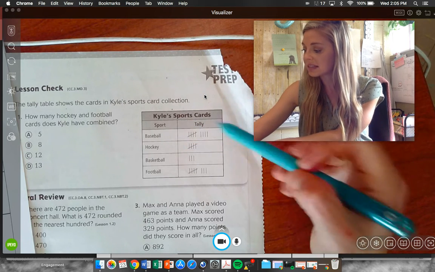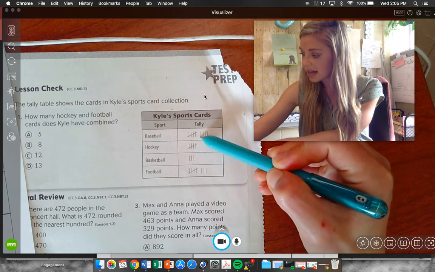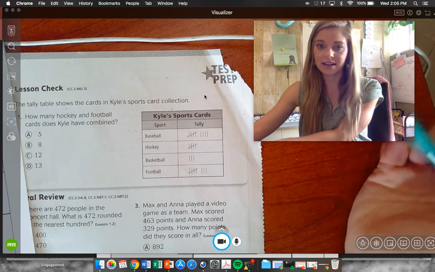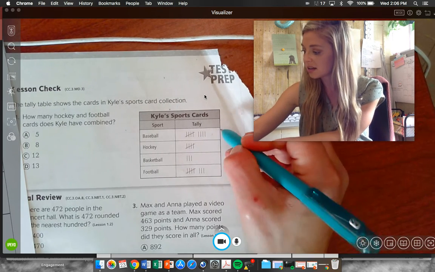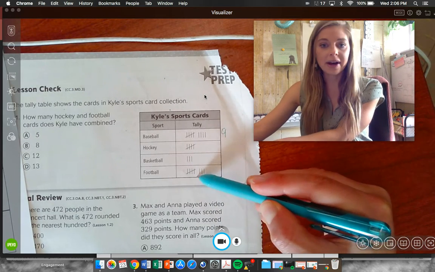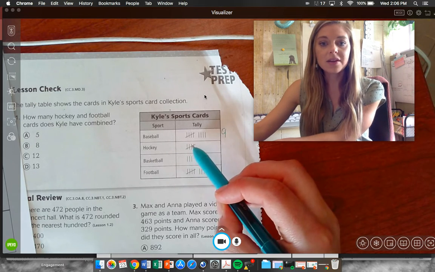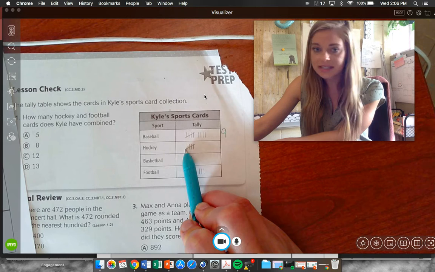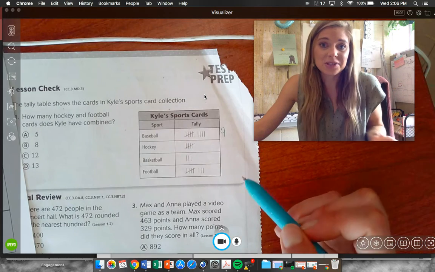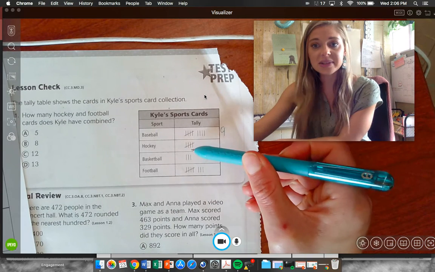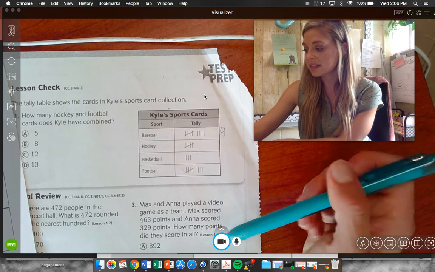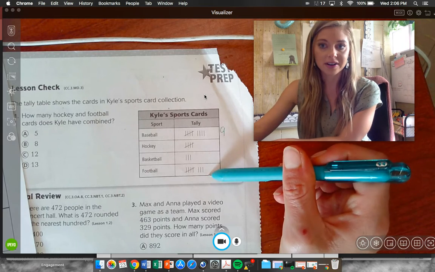in baseball he has 5, 6, 7, 8, 9. He has 9 baseball cards. And then we could go on throughout the whole one. Whenever you see 4 straight tally marks with a dash through it like this, that means the number 5. That helps us so we don't actually have to count all of them. So right here, I just know it's 5. I don't have to count the tally marks at all. So he has 5 hockey cards, he has 3 basketball cards, and he has 8 football cards.